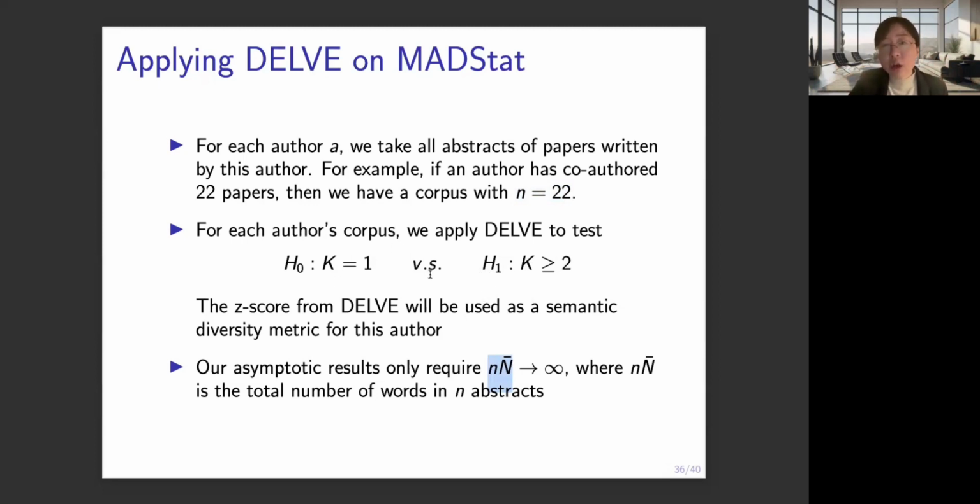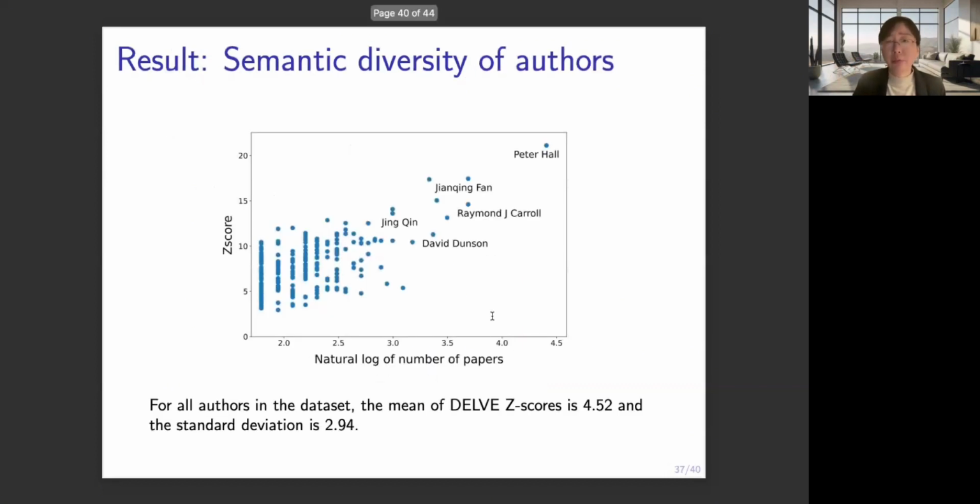Then for each author, I apply the global testing technique. I get a z-statistic and a p-value. And these z-statistics can be used to measure the semantic diversity of an author. Then let's look at the results.